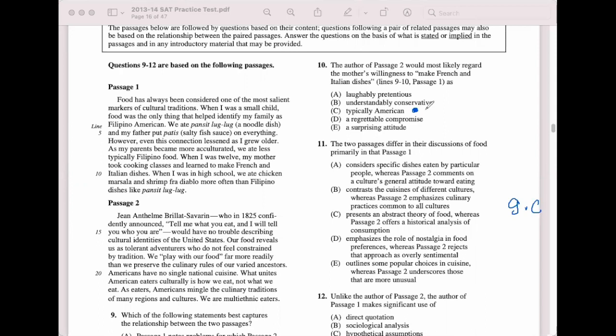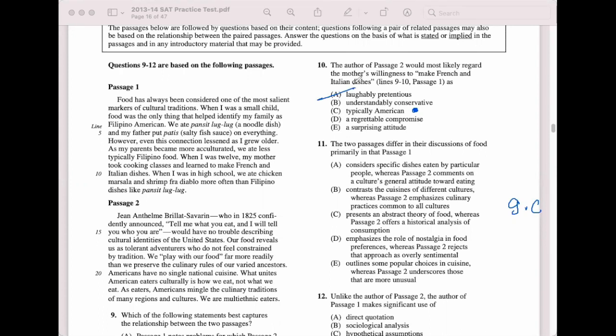Okay, laughably pretentious. That's definitely not correct. That's an extremely negative option. He would not call that pretentious at all. Pretentious is when you aim to do something that you can't reach, right? So that's a really negative option. That's not true at all.